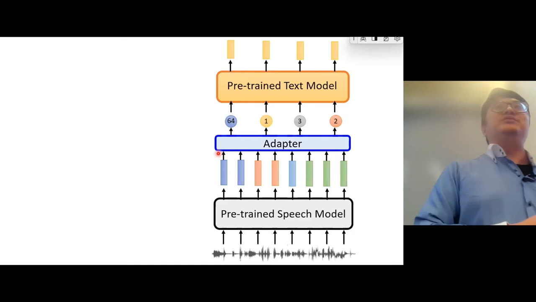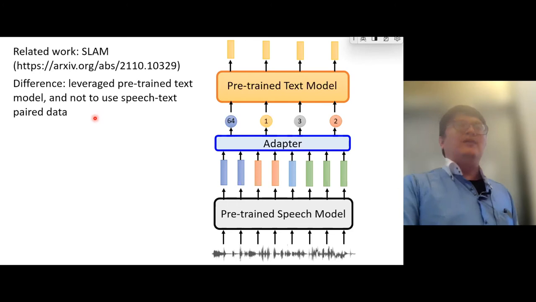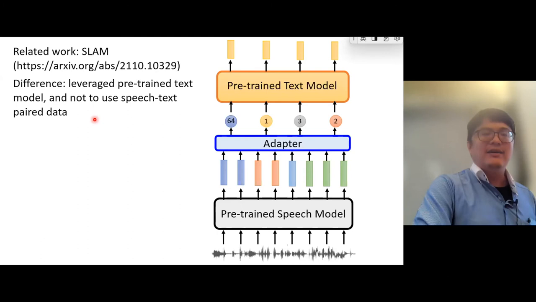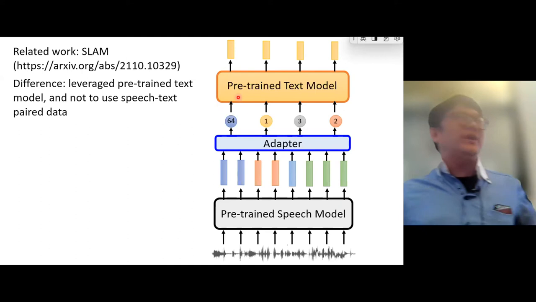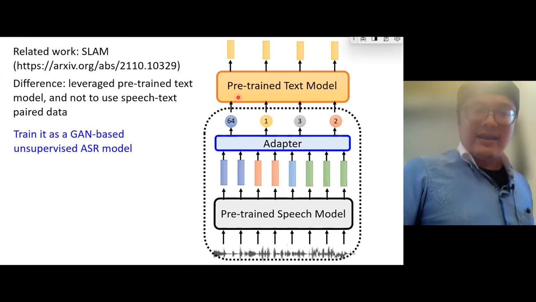And of course, there is some related work, but different from the related work, here we do not use any speech and text pair data, and we are going to leverage the pre-trained models. So we are only going to leverage the pre-trained speech model and pre-trained text model, and without any labeled data, hopefully we can put them together and they can solve a wide range of spoken language understanding tasks. And this is the idea.